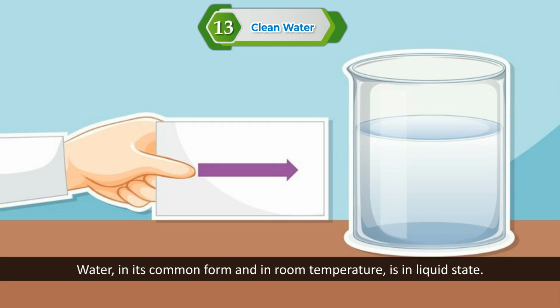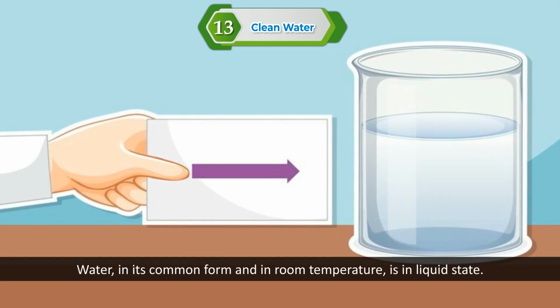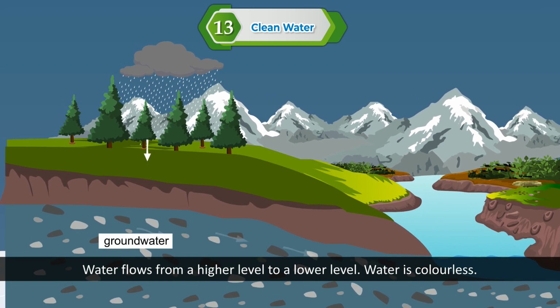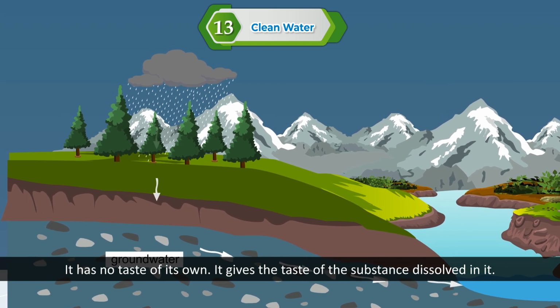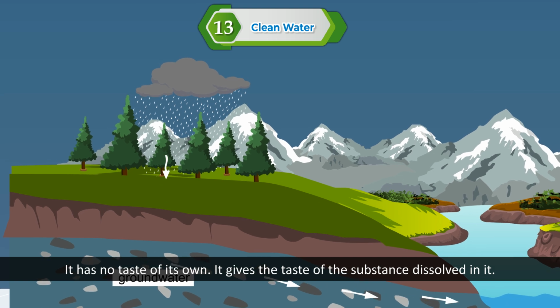Properties of water. Water, in its common form and in room temperature, is in liquid state. Water flows from a higher level to a lower level. Water is colorless. It has no taste of its own. It gives the taste of the substance dissolved in it.